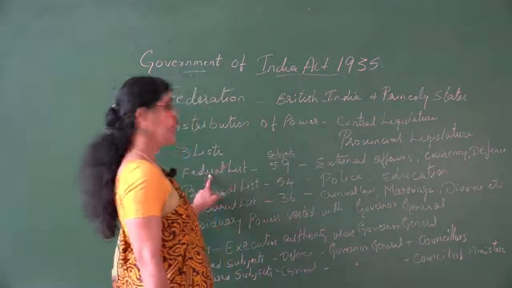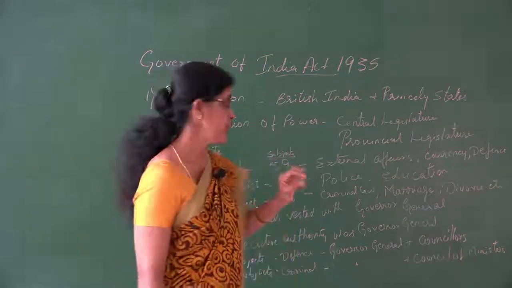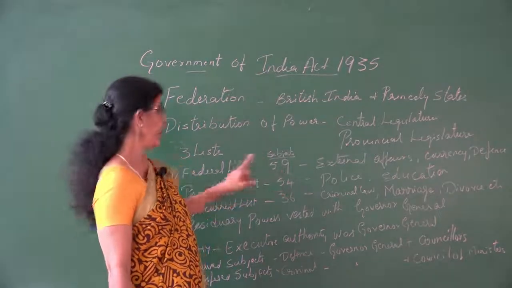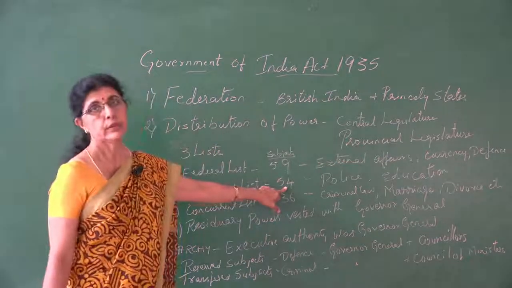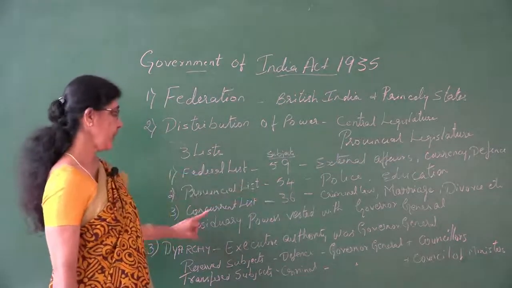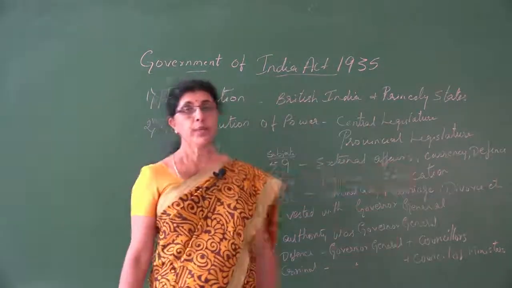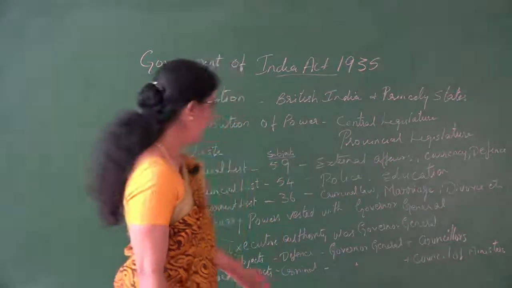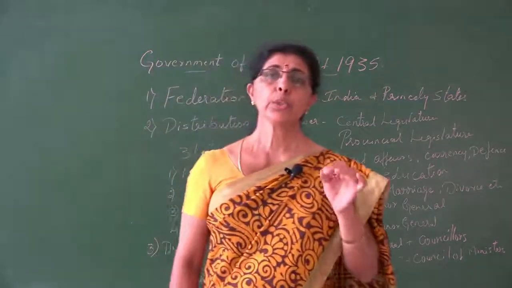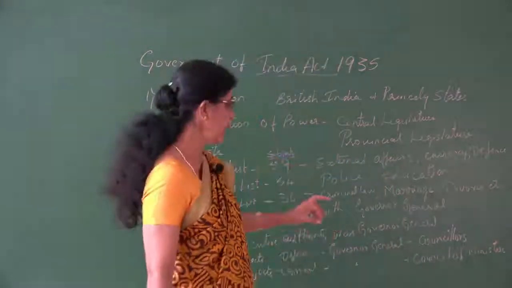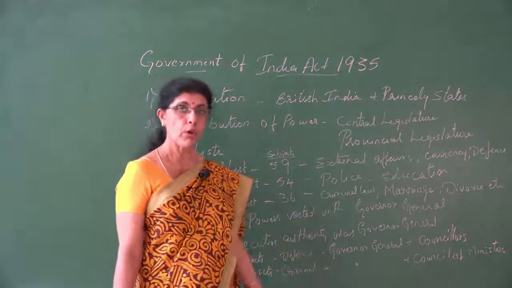Now coming to the federal list. Only the federation, or the federal government, has jurisdiction on these 59 subjects. It is only the provincial government which will have jurisdiction on the 54 subjects, and the concurrent list will have jurisdiction from both, that is, British India as well as the princely states. The next one, the residuary powers, were given completely to the Governor General. He was the person who used to manage it, and he was also given discretionary powers.